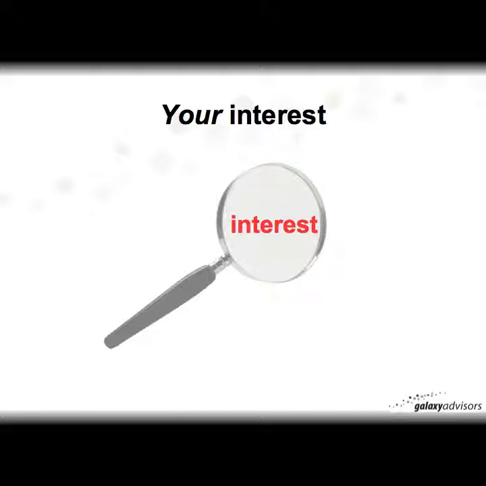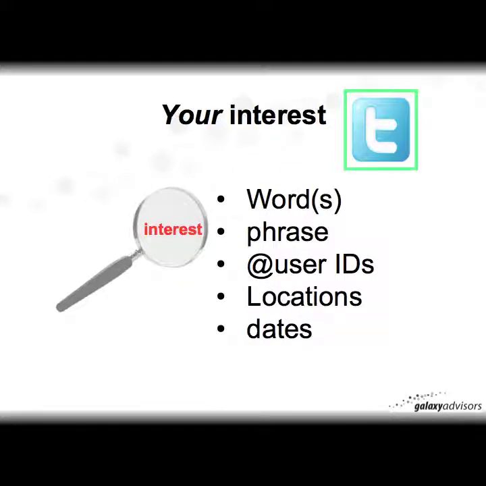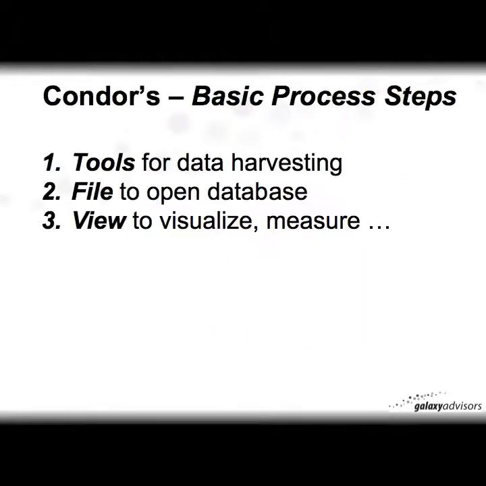It all begins with your interest. So, what is your interest that you would like to search Twitter for, and then collect those tweets so you can examine the network and the content? Everything begins with your area of interest. Do you have a set of words, a phrase? Do you have particular Twitter user IDs that you want to follow? Any specific geographical locations or specific dates? These are all parameters which you can use with the Condor Twitter tool.